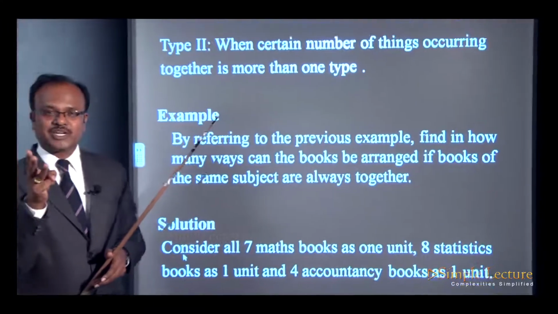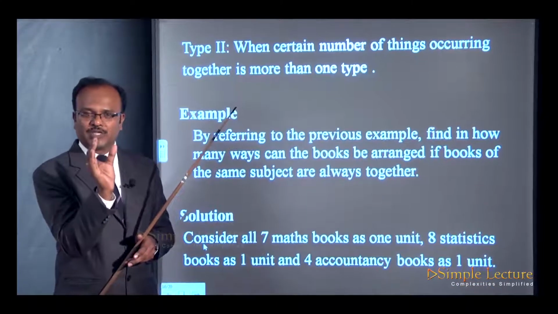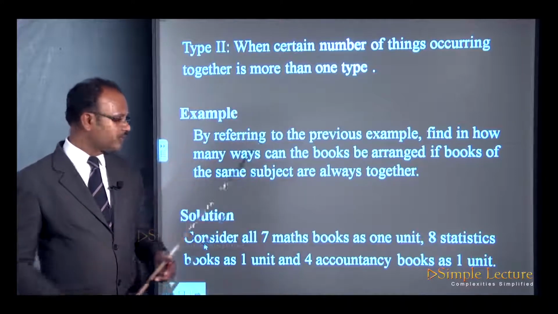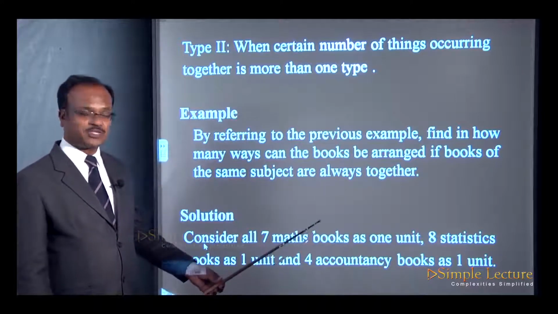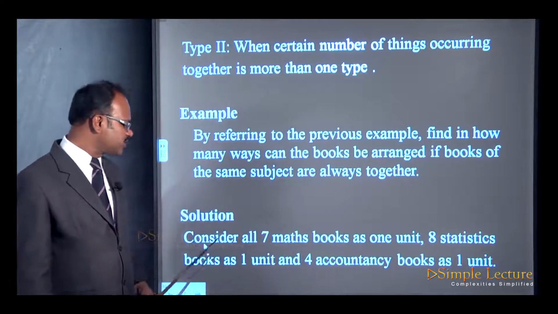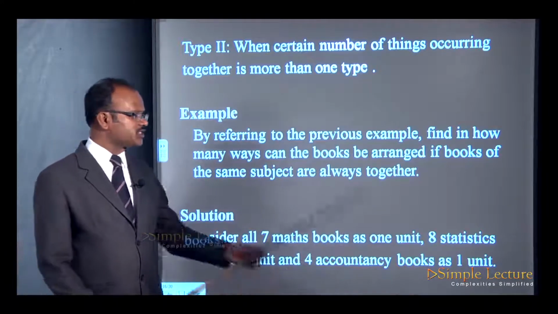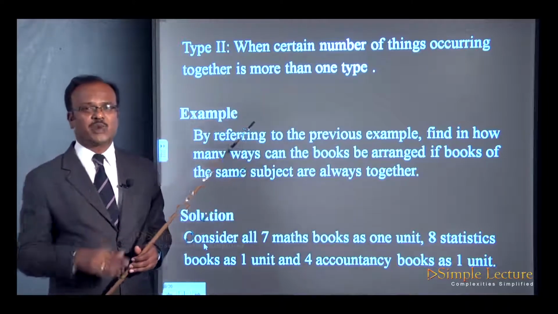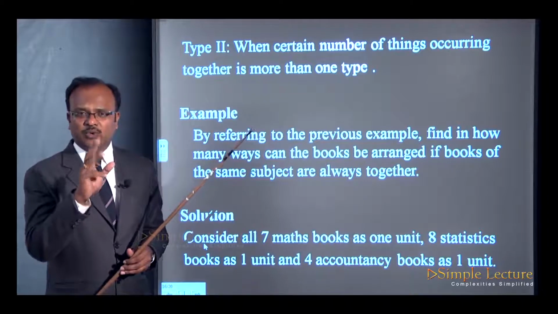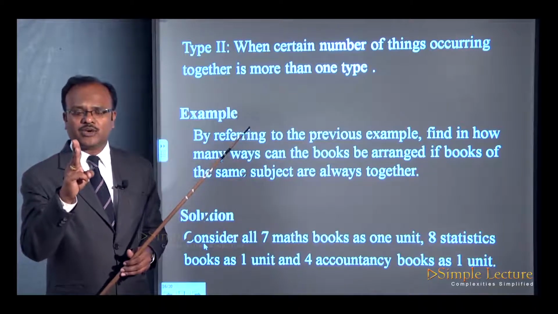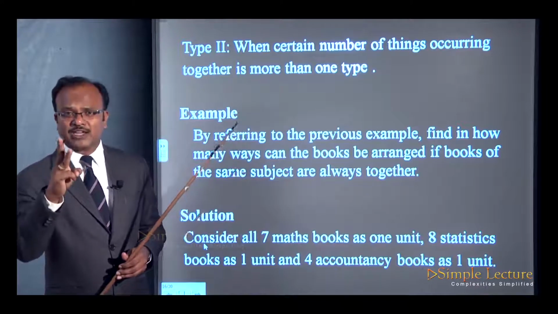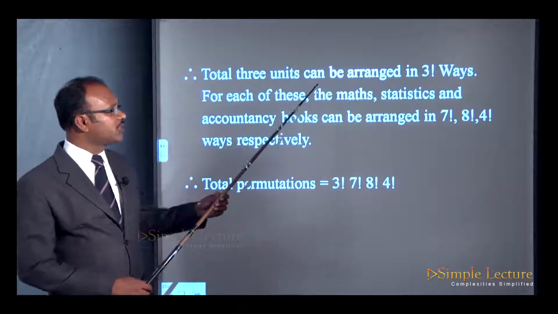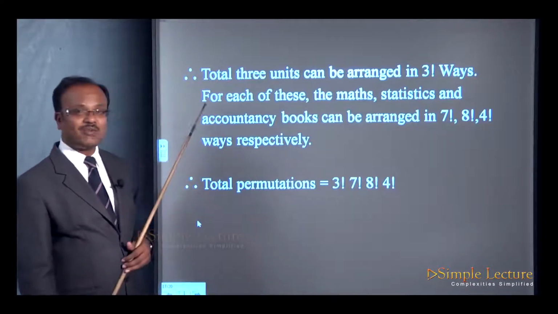You have to do the arrangement in such a way that all the books of one particular subject will be together. Got it? So, consider all 7 maths books as 1 unit, 8 statistics books as 1 unit and 4 accountancy books as 1 unit. Now, if you make each subject's books 1 unit, then there will be 3 units in total, which can be arranged in 3 factorial ways.